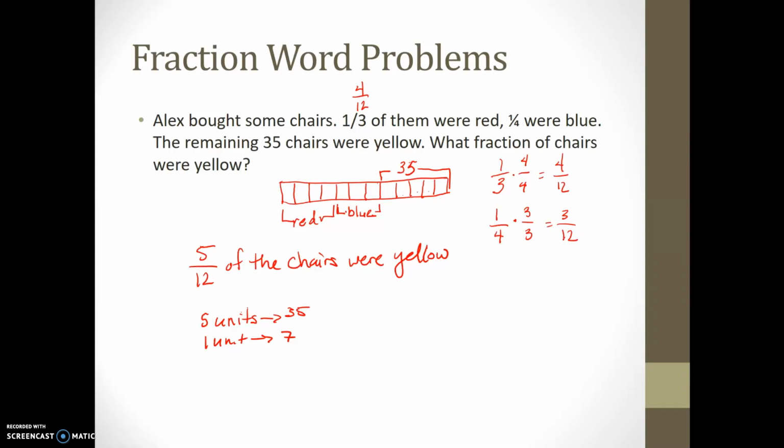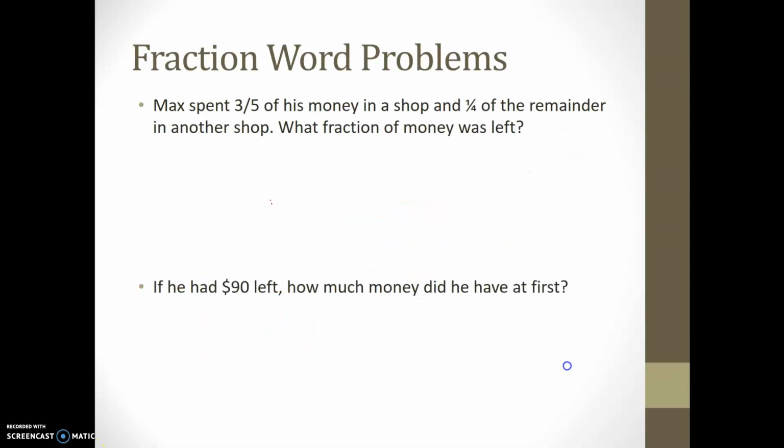Oh, how many chairs did Alex buy total? Sorry. So we're looking for the total. And I should have marked that up here, so let's do that. Let's do a question mark and then some more brackets. And since we have 12 units total, we're going to multiply both sides by 12, so we'll have 7 times 12, which is going to equal 84 chairs. Okay, let's do the next one.